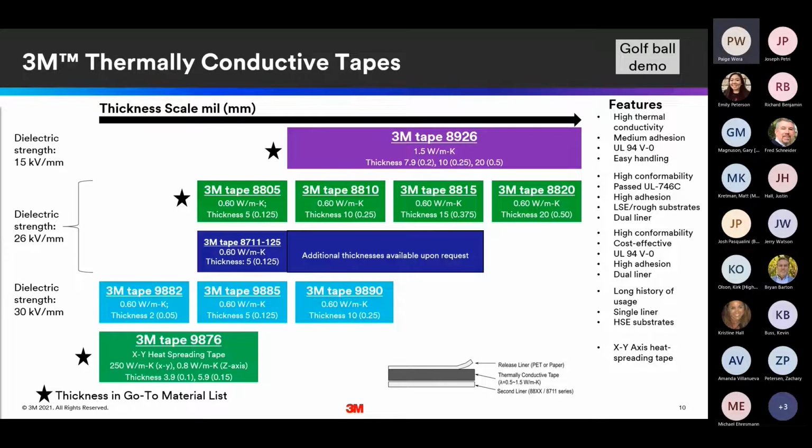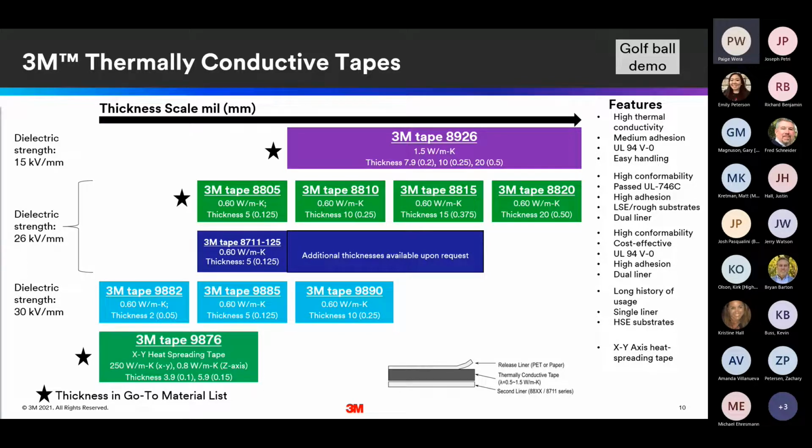So now we're here to the meat. What does 3M have to offer for their thermally conductive tapes? You can see on here, we've got the tapes. They're sorted horizontally by thickness, from thinnest to thickest tape. The tapes are also sorted vertically, by the thermal conductivity and the lowest to highest dielectric strength.